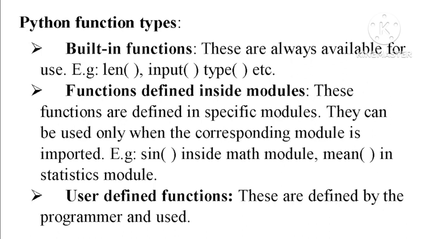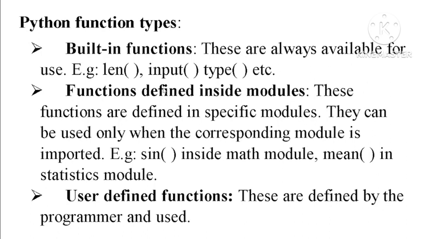Now let us get into the types of functions in Python. The first type are the built-in functions which we are already using. The len function, input function, type function, these are all the functions that are ready to use anytime. You need not import any specific module for using these functions. These are all built-in and readily available in Python for anytime use.